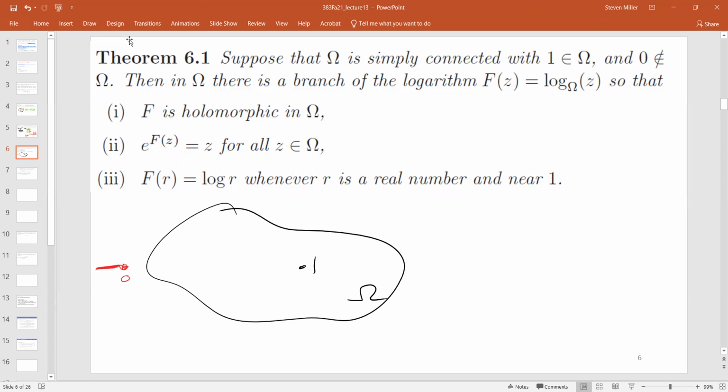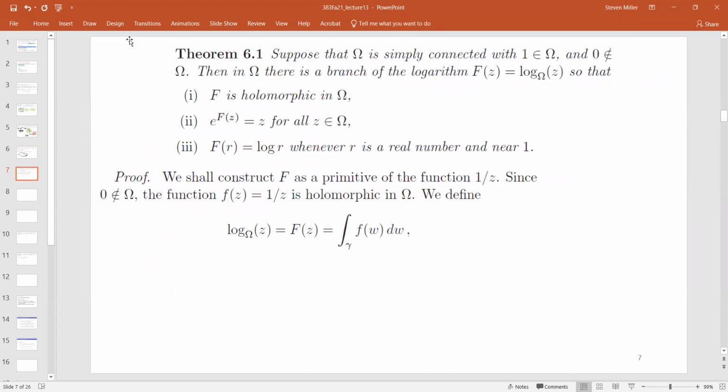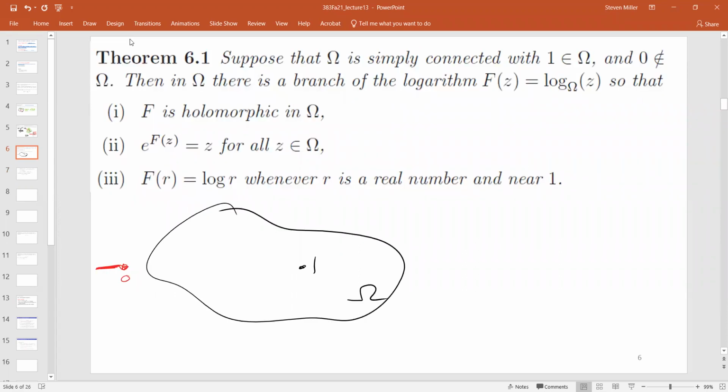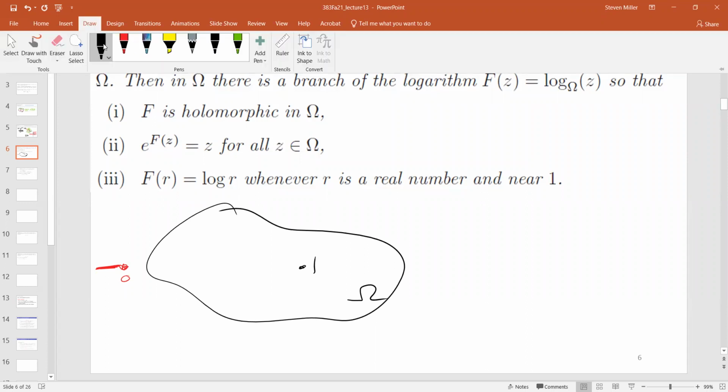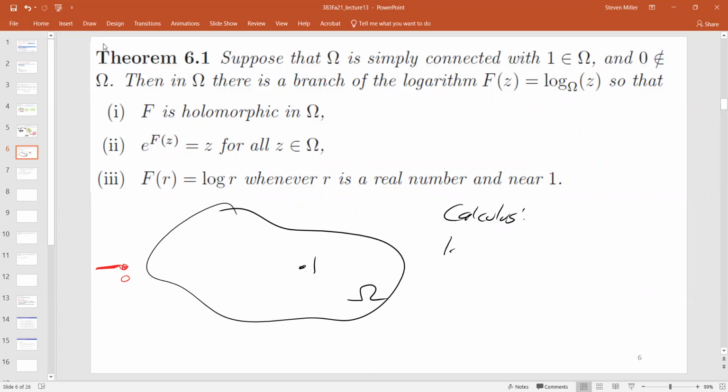All right. And so we want to figure out how we should attack something like this. So the proof is to go back to a way of defining the logarithm. So we're going to look at the function f of z equals 1 over z. Why is this a good thing to look at? Well, in calculus, we have the logarithm, and we have its derivative is 1 over x. So the log of x is the integral from, say, 1 to x of 1 over t dt.